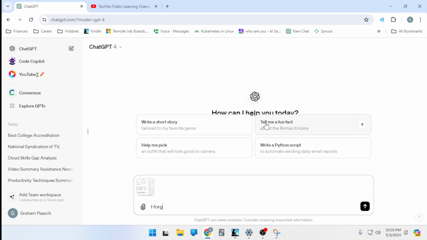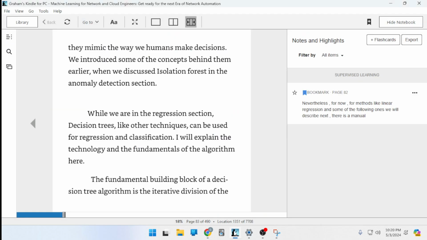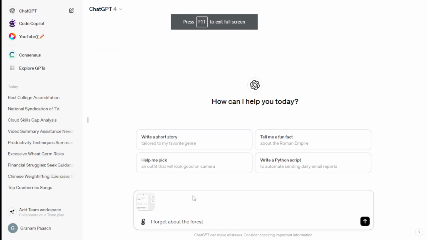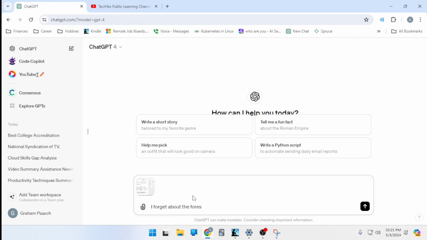I forgot about forest isolation, I think it was. I don't even remember what it was. Yeah. Isolation forests. About isolation forests. Please bring me up to speed.